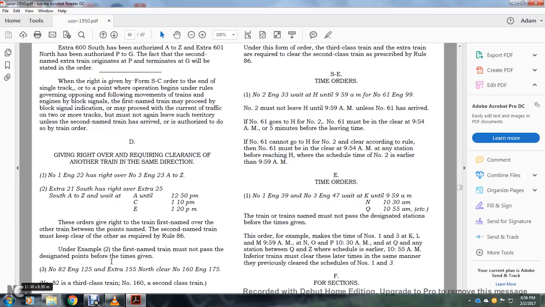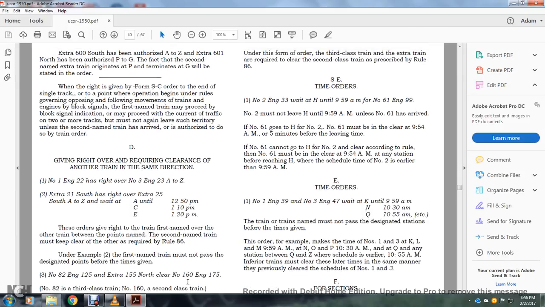Number 82, Engine 125, Extra 155 North, clear to number 160, Engine 175. Number 82 is the third class train. Number 160 is the second class train. Under this form, the third class train and the extra train are required to clear the second class train as prescribed in Rule 86. Alright, Form SE order, time orders.